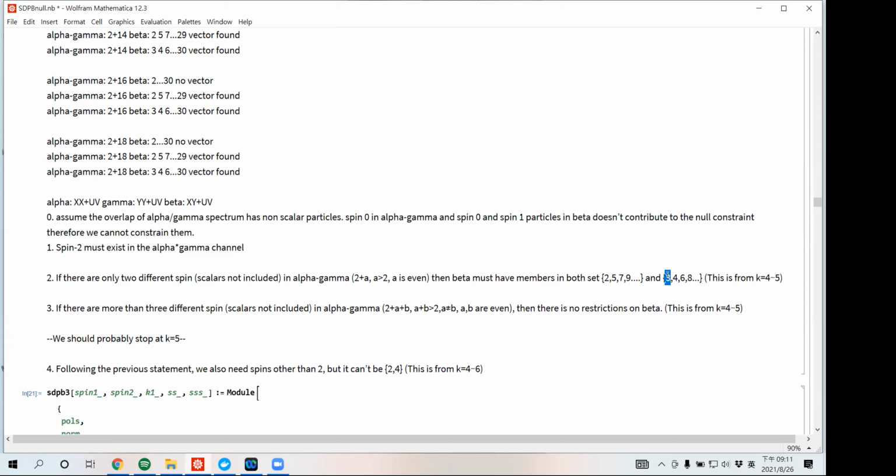As a valid combination, but 2 plus 4 is not valid. Ruled out by K6. Oh no, yeah, yeah. Okay, and if there's more than 3 different spins in alpha gamma, then there's no restriction on beta. And at k equals 6, I think this will further branch this out. So I think we should stop at k equals 5.